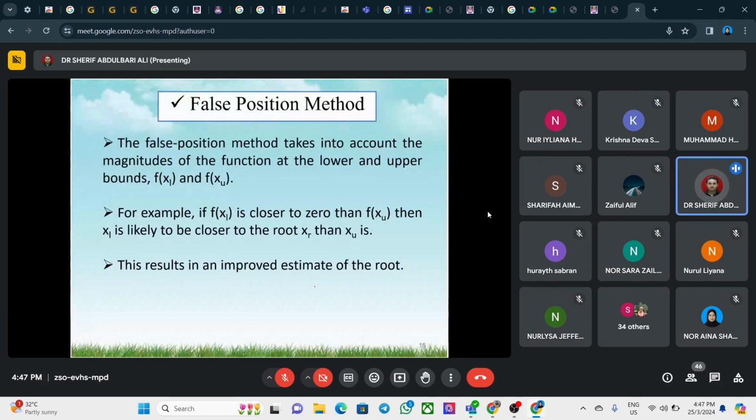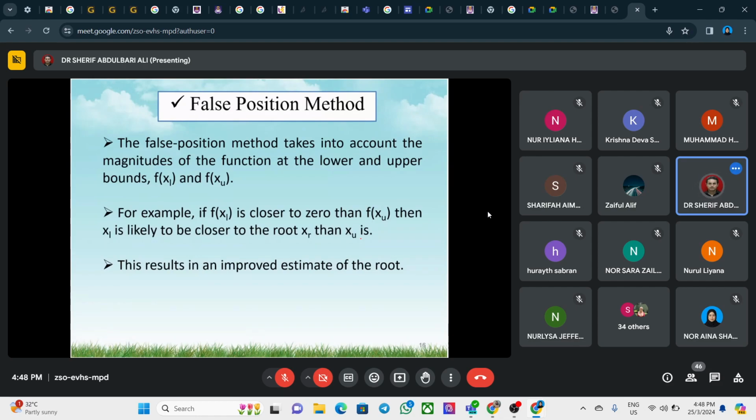So the false position methods, as I said, takes into account the magnitudes of the function at the lower bound x lower and the upper bound x upper. So for example, if the function of x lower is closer to zero than the function of x upper, this means x lower is likely closer to the xr than x upper itself. So the result is going to be an improved estimate of the roots. What does it mean here? It's an improved estimate of the roots.